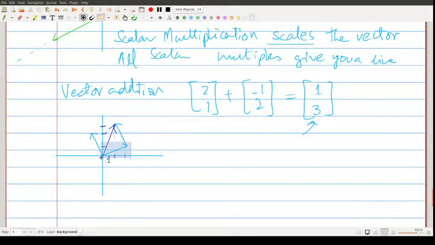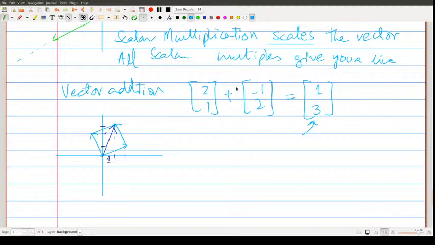I could have just taken this vector over here. Let's see if it lets me do that, or maybe I can simply draw this. If I take this same vector and start from here and draw it here, notice that I still get the same point. So it doesn't matter which direction you take it in. If you take the first vector and then go to the second vector, or take the second vector and then go to the first vector, the resultant vector addition is the same.